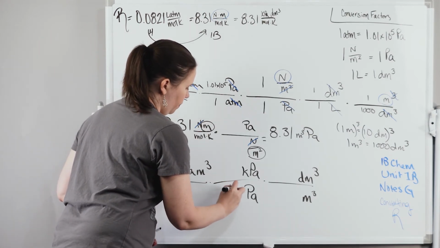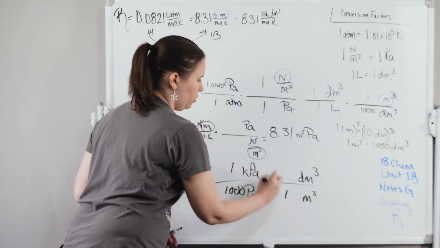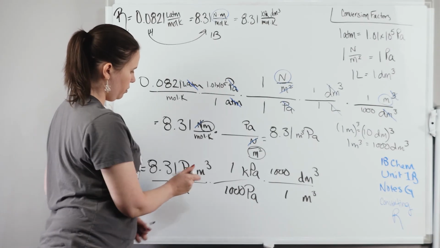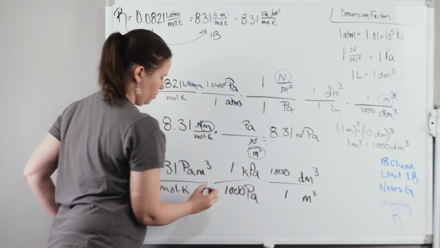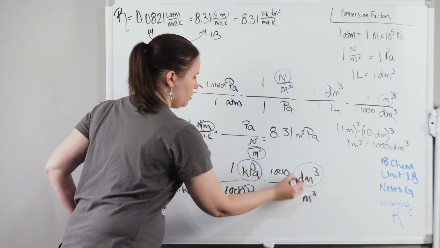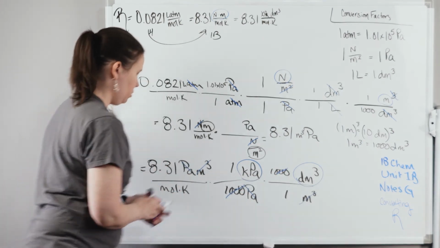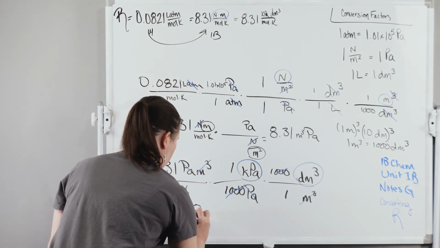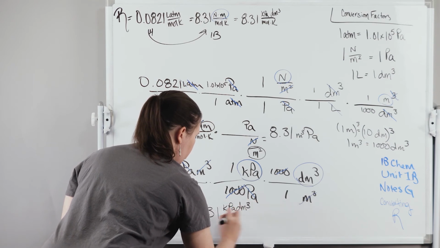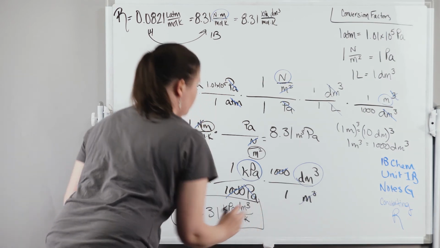Now there are 1,000 pascals per kilopascal, and then like we looked at over here, 1 meter cubed would be equal to 1,000 decimeters cubed. So not only do my units cancel, Pascal and meters cubed, leaving kPa decimeters cubed, but the 1,000 also cancels. So it's the same number with these new units, 8.31 kPa dm cubed over mole K. And that's how you would convert.